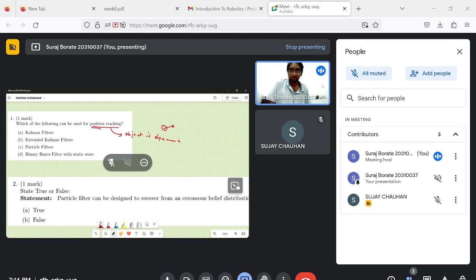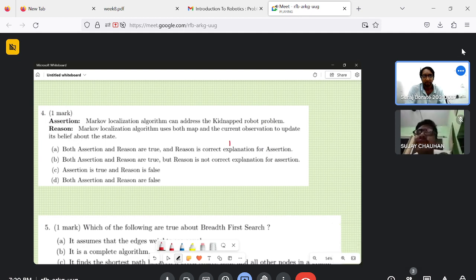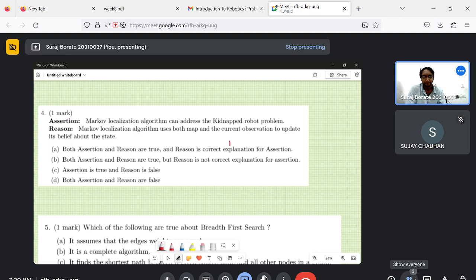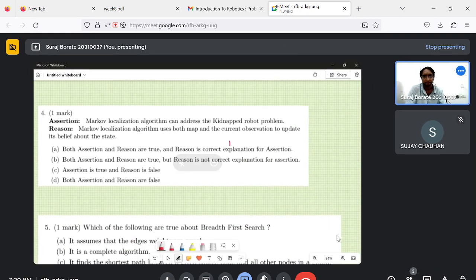Okay, so the assertion is saying that Markov localization can... okay, someone is joining. Okay, no one joined. Okay, fine.